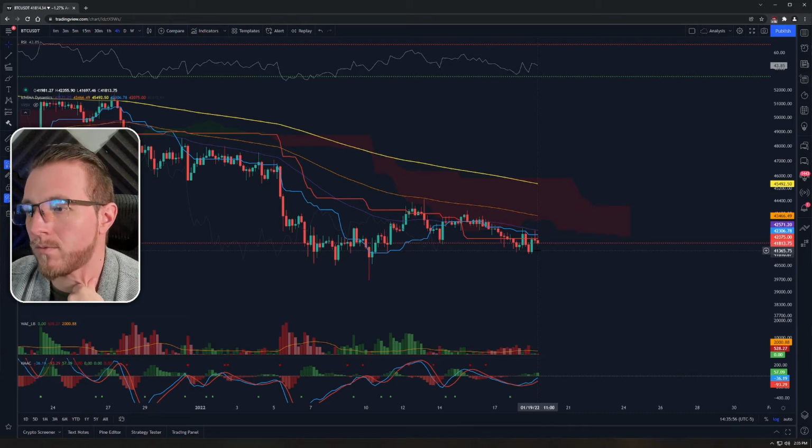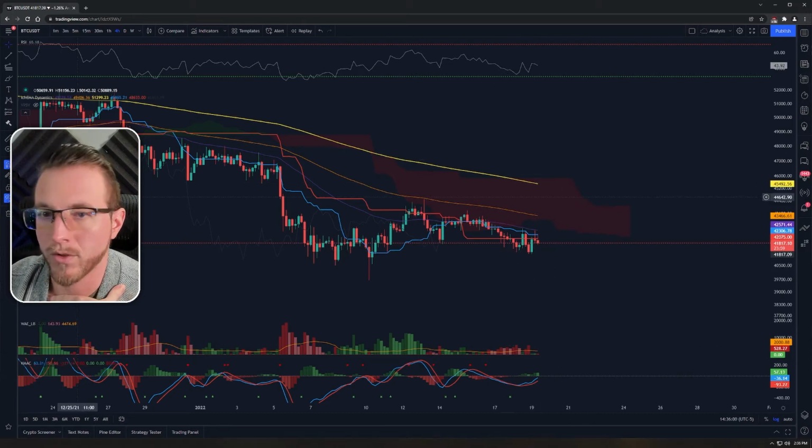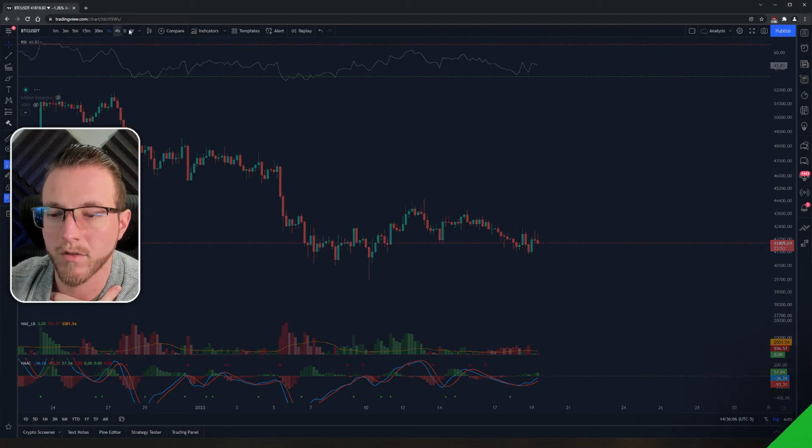I'm not really convinced of too many bounces here. We need to see a lot of volume coming into the market. There's just no volume right now with all this chop in here. It's just really gross, basically. This price action is pretty gross.